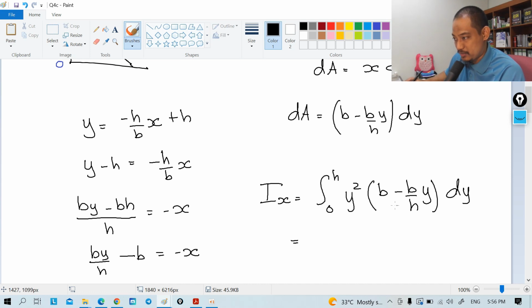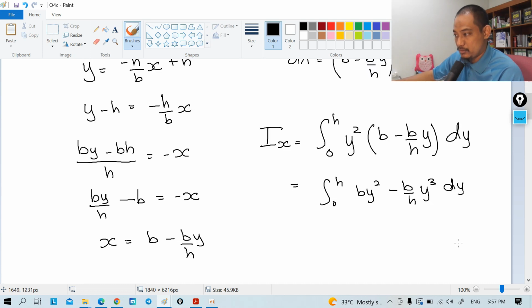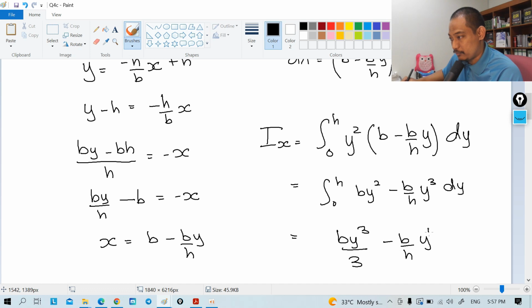Okay, so expand this first, so you have 0 to h, b y squared minus b over h y cubed dy. So if you integrate, you get b y cubed over 3 minus b over h y to the power 4 over 4, right? And then from 0 to h.